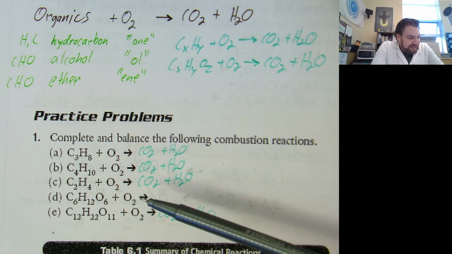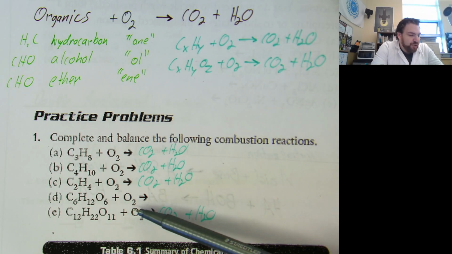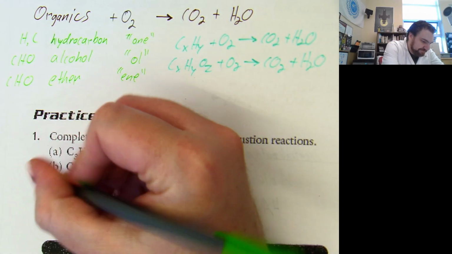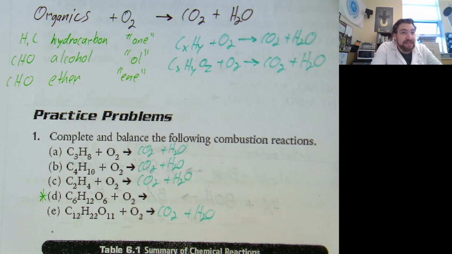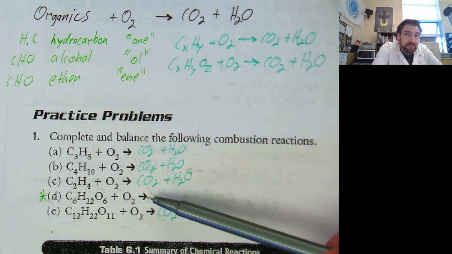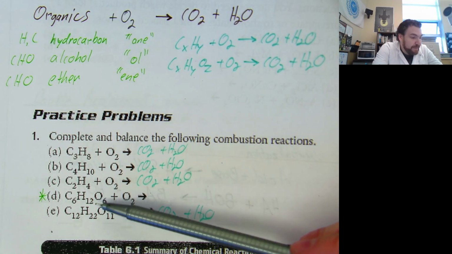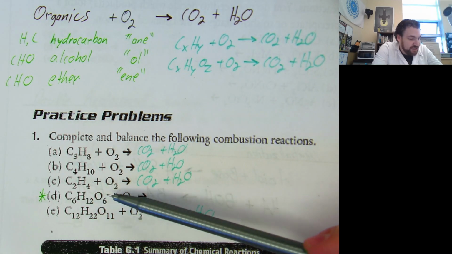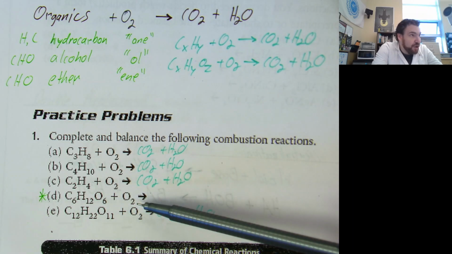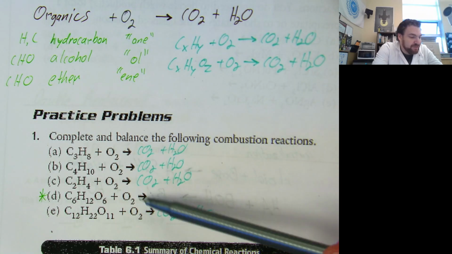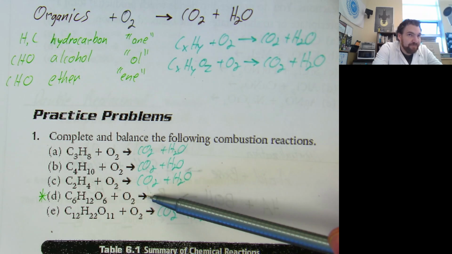Letter D is C6H12O6 plus O2. Yes, the products are still going to be CO2 and H2O, but this is a very special reaction. I mentioned at the beginning that you guys have a combustion reaction happening inside you all the time. This is it. The one that you have going on inside you is this particular compound, C6H12O6, plus O2. It's going to produce CO2 and H2O, but this reaction has a name. Does anyone know what it's called? Anyone who had me for Science 9, we looked at this reaction.